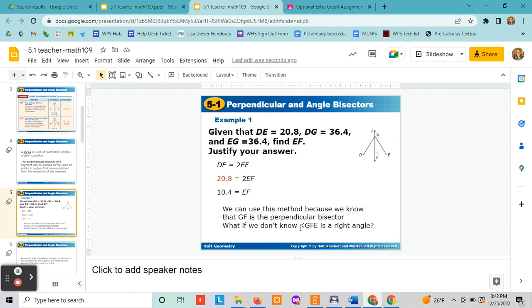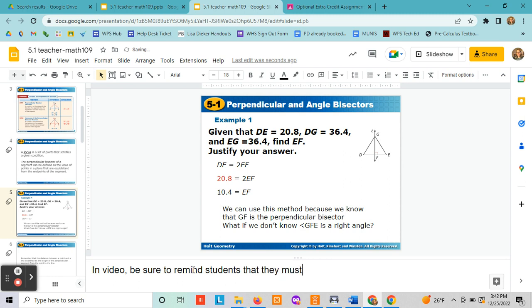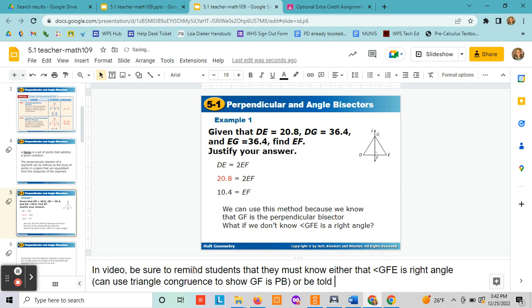Now here, I also introduce what if we don't know that GFE is a right angle. So I'm going to put in my speaker notes, in video, be sure to remind students that they must know either that angle GFE is a right angle, or they can use triangle congruence to show GF is the perpendicular bisector, or they must be told GF is the perpendicular bisector, or we can be told that DF equals EF, or that F is the midpoint.